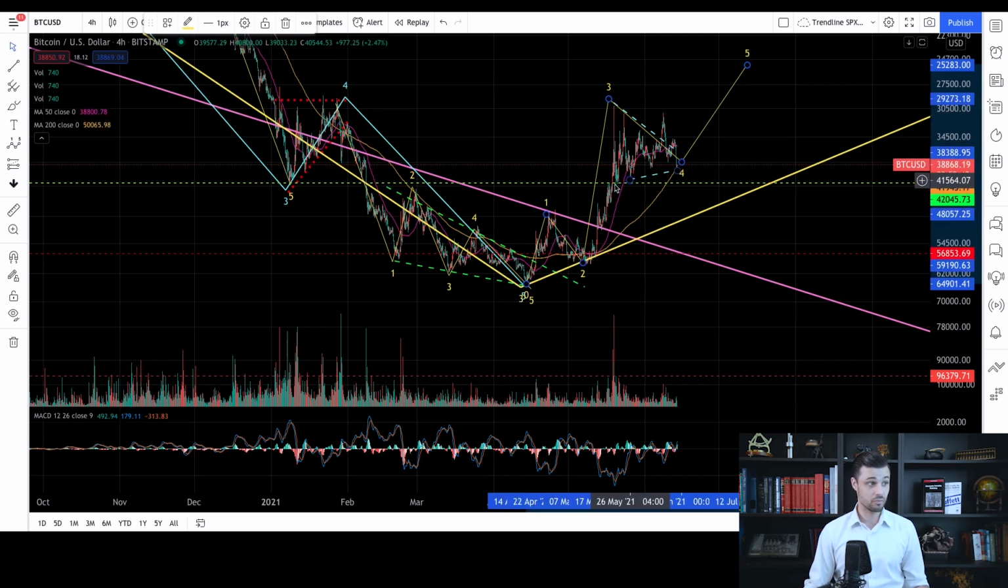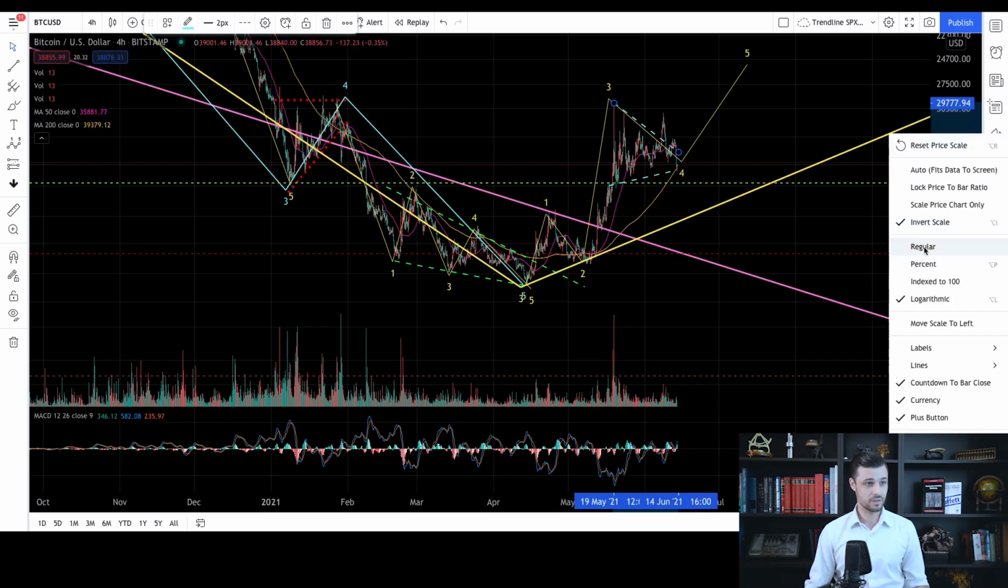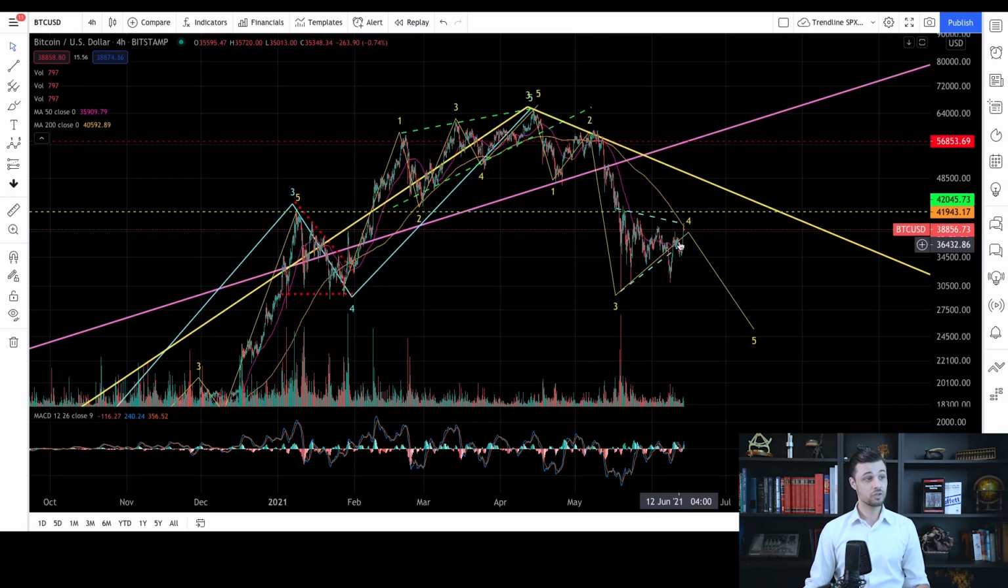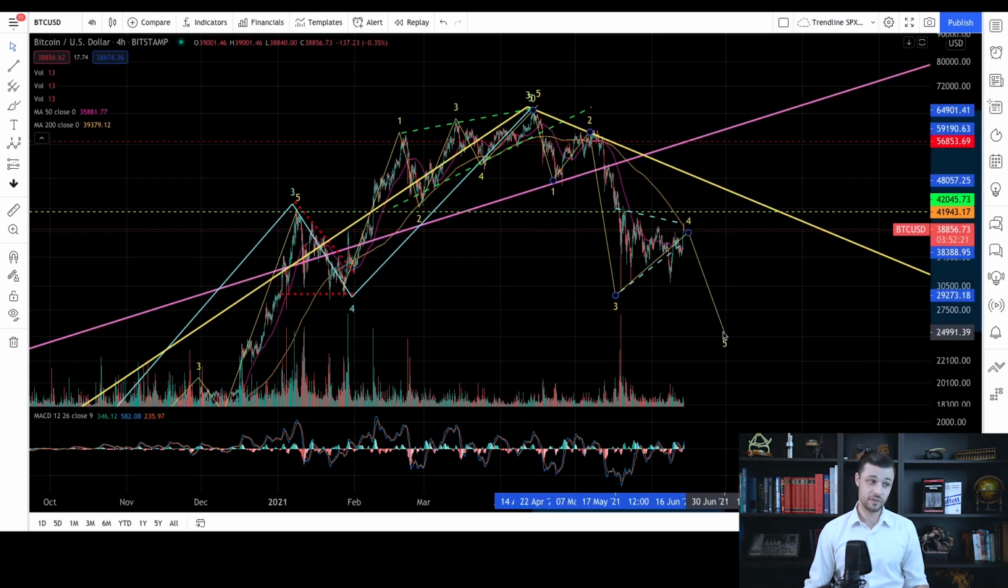And here, guys, we're having a beautiful triangle in the fourth wave. And we had the breakout here. And then something very, very bullish happened, because we had the breakout. Usually we should have had this fifth wave.